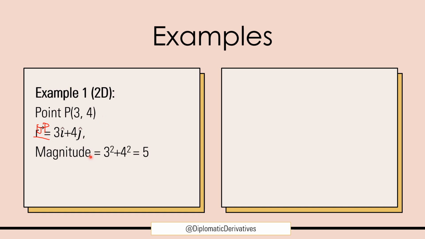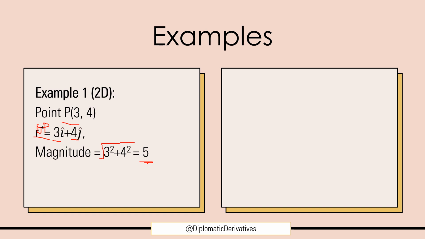Now what you do is you find the magnitude. That's the question. You have to find the magnitude of the position vector. How do you do that? You use the magnitude formula, that is under root, I forgot to put the under root here. So it's under root of 3 square plus 4 square, right? So that's going to give us 5. That's the distance of the point from the origin.